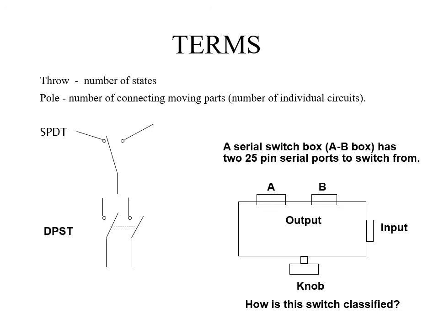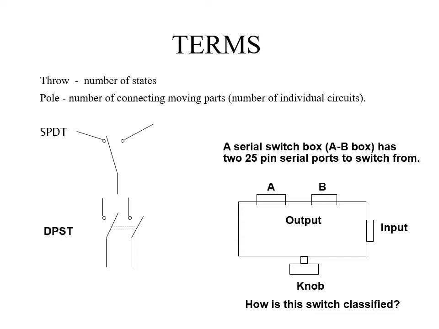So for the terms, throw is the number of states, and pole is the number of connecting moving parts, or the number of individual circuits. As you can see, single pole double throw: there's only one moving part, so single pole, one pole, and then two parts of the circuit in which the switch can make contact. So it has a double throw.